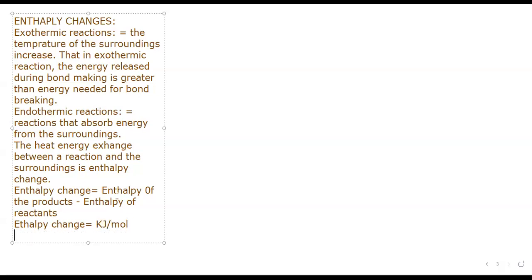If you remember, if the value of enthalpy change is negative, that usually meant that we were dealing with an exothermic reaction. And if the value of enthalpy change was positive, that meant we were dealing with an endothermic reaction. Now we can understand exactly why. Why is it that negative means exothermic? Because I said enthalpy change is enthalpy of products minus enthalpy of reactants.